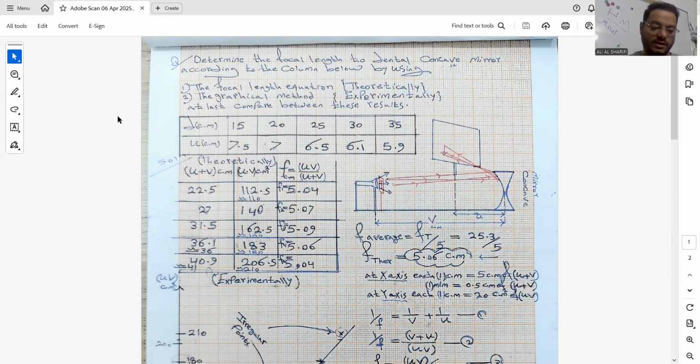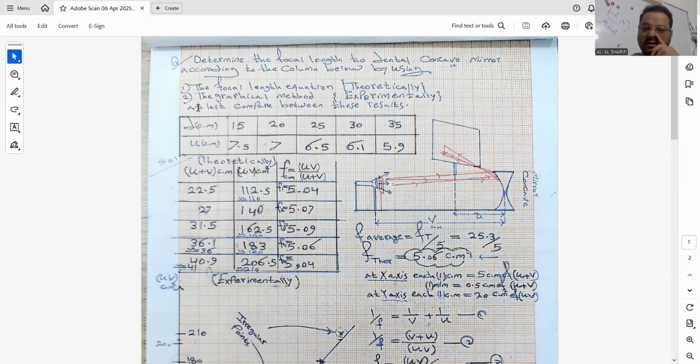I'm talking about the mirror, the concave mirror homework. Actually, let me read the question. It's important. You must know it for your exam.